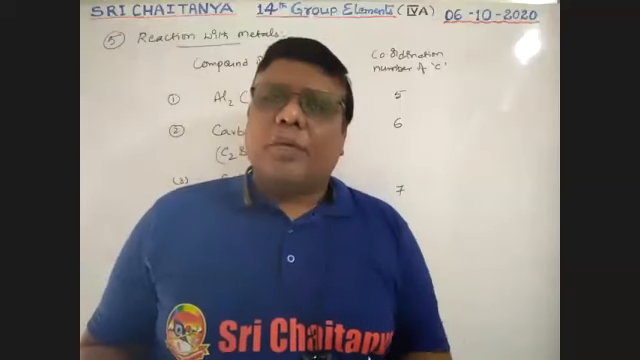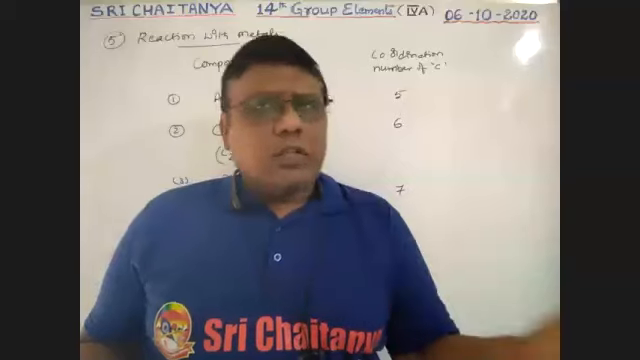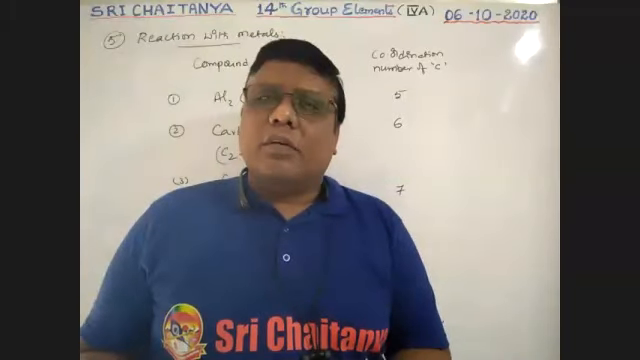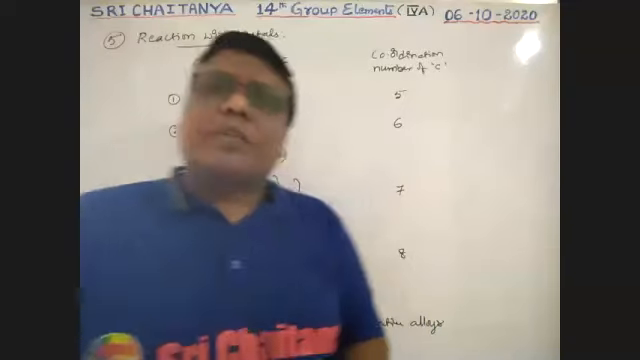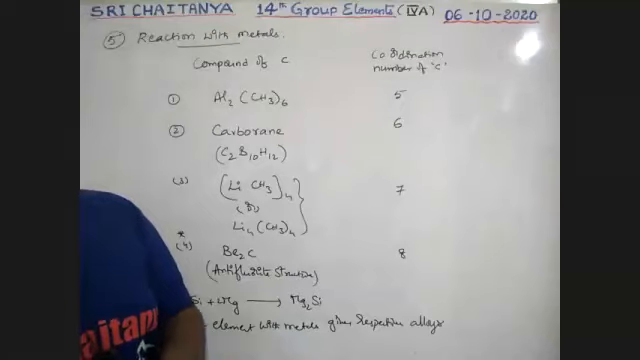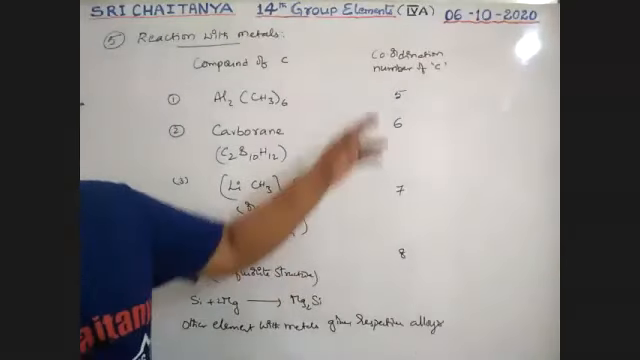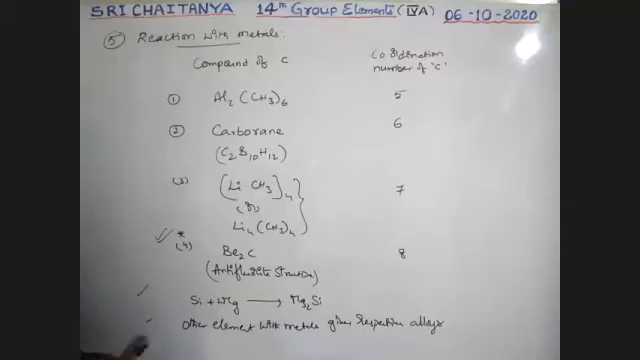Metal plus metal combination gives mixed metals. Those mixed metals are called alloys. So that's why alloys are the products. Other elements with metals give alloys. But this is our reaction of elements with metals. So this is very important. Please consider this point.